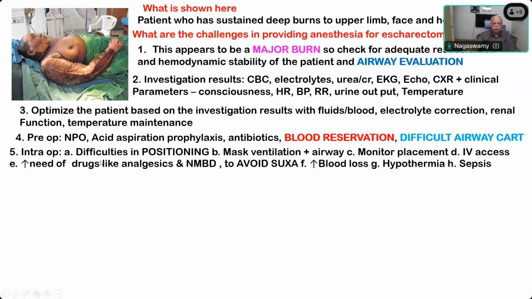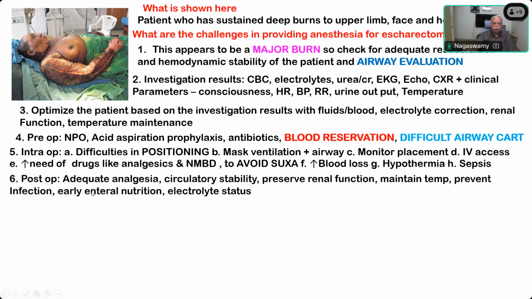Intra-op difficulties may be encountered in positioning, plus mask ventilation plus airway may be challenging. Monitor placement may be difficult. IV access may be difficult. The need for drugs like analgesics and neuromuscular blocking drugs may be increased. And you have to avoid suxamethonium if the burns are more than 24 hours old. Increased blood loss, hypothermia, and sepsis are all complications that you get.